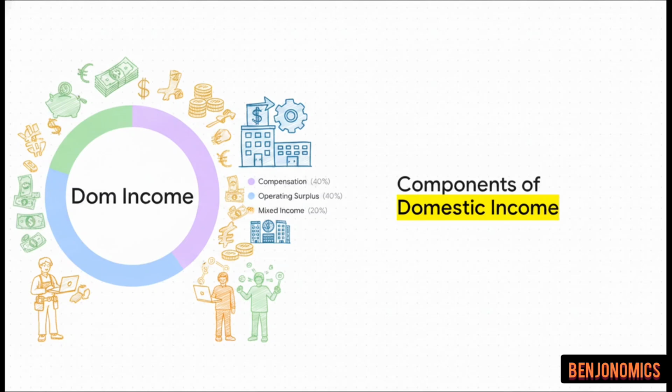First up, the compensation of employees. This is the everyday stuff: wages, salaries, and Social Security contributions earned by workers. The second slice is the operating surplus, which is basically the income generated by the corporate and property sectors. And the third slice is mixed income. That covers self-employed folks, where it's kind of impossible to separate their personal wages from their business profits.